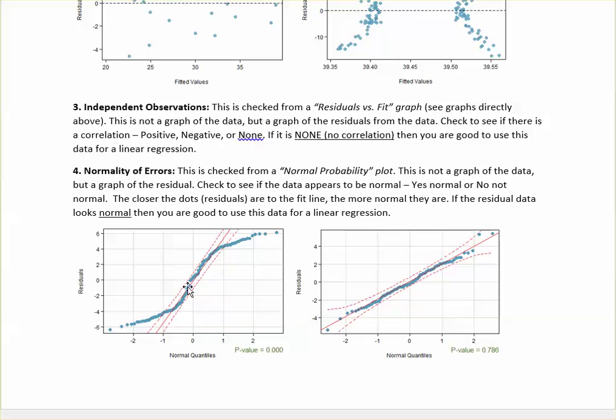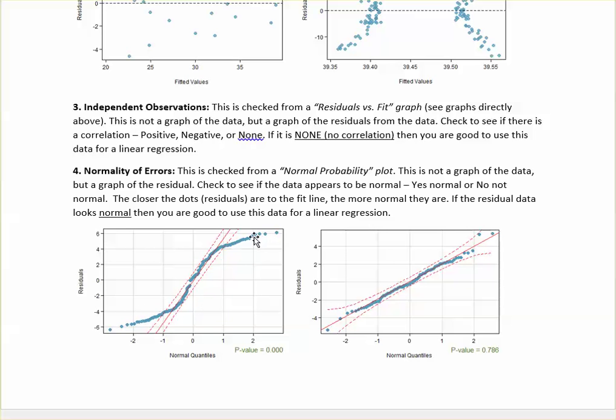But what you're looking for here is to check to see if the data appears to be normal, yes, normal, or no, not normal. So the closer the dots, the residuals, are to the fit line, the more normal they are. If the residual data looks normal, then you're good to use it for the linear regression. So in this case, see how all of the dots, other than a couple of them, but most of the dots all fall pretty close, if not on the line. So yes, this does appear to be normal, and we're good to use it for our linear regression.